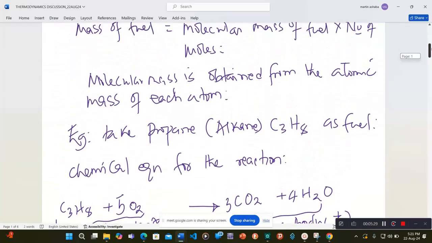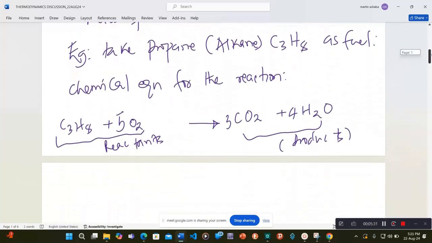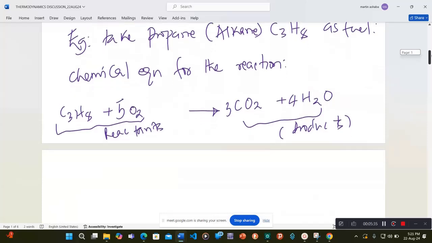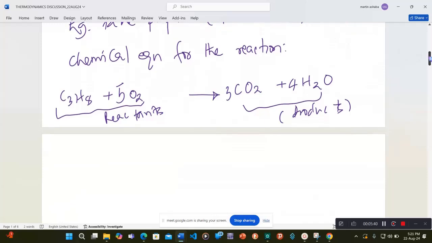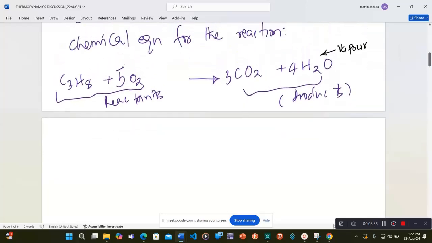So we have that chemical reaction, and that is the equation, with propane reacting with oxygen, giving us carbon dioxide and water. But the water at the beginning is called vapor. In other words, water is existing in gaseous form. And at that moment, it is desirable to be maintained like that.